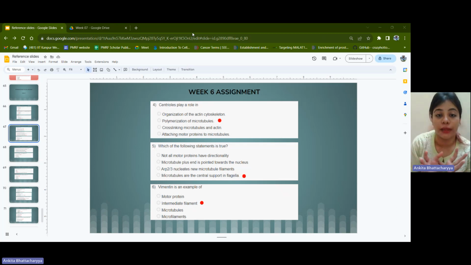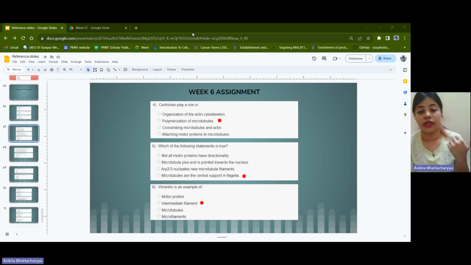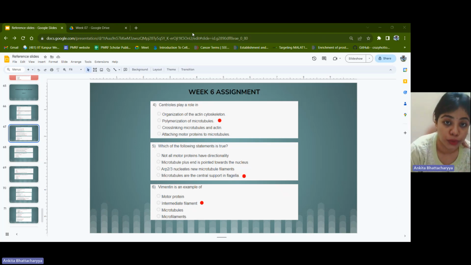If you remember, we had looked at the 9+2 arrangement. We had seen how it forms the axoneme and how there are doublets of microtubules on the outside, and we have the central microtubule assembly. So all of those details were discussed, and therefore option 4 or option D would be correct for question number 5. Then in question 6, we're asked that vimentin is an example of A, motor protein, B, an intermediate filament, C, microtubules, or D, microfilaments. Even though we did not get into much detail about it, vimentin is a type of intermediate filament, and therefore option B would be correct.